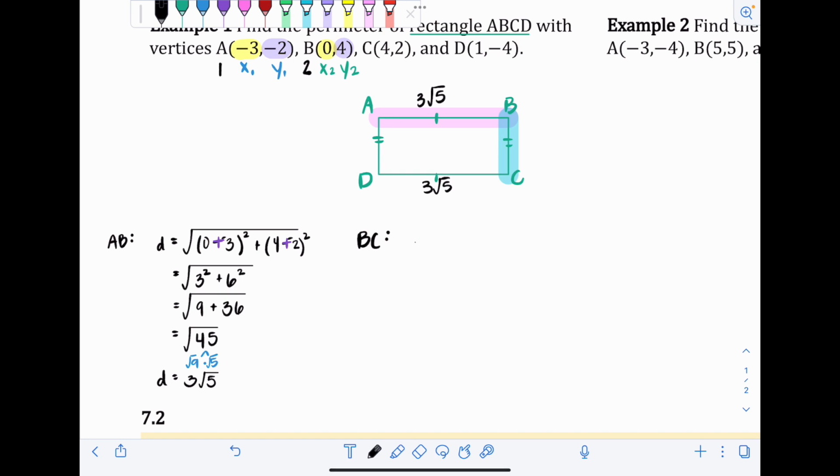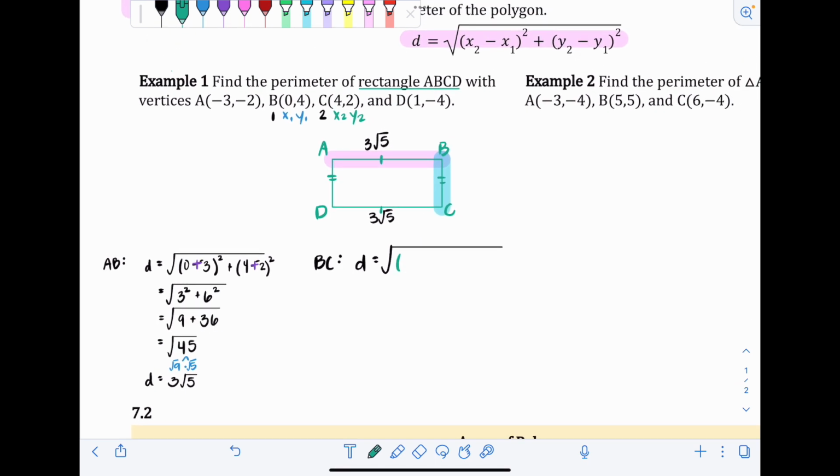So for BC, distance equals, then we'll set up our distance formula. And then I'm going to erase how each of these are labeled because we'll start fresh. It doesn't matter which point is point 1, point 2. I'm going to say B is point 1 and C is point 2. So this will be my x1, y1, and then this will be my x2, y2.